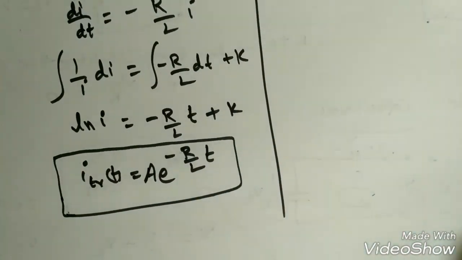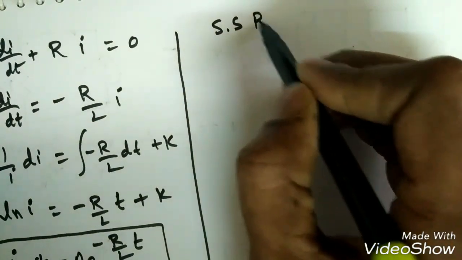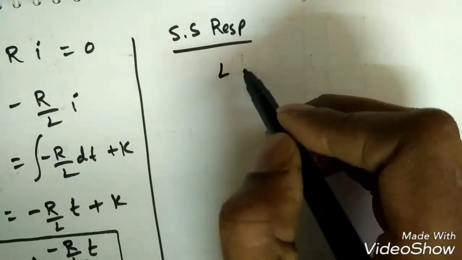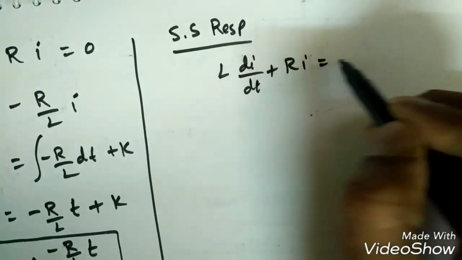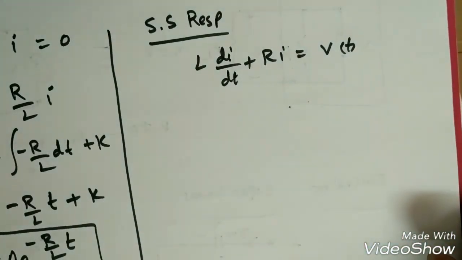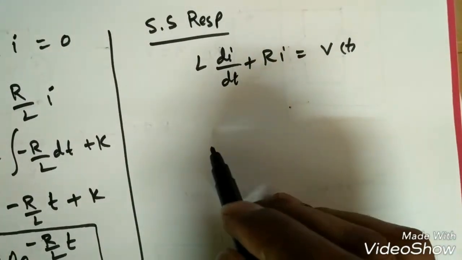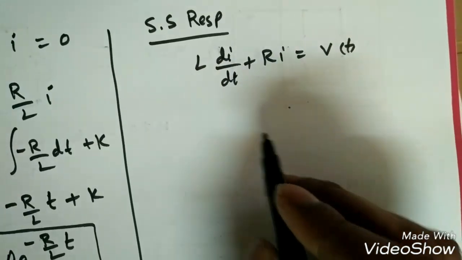This was also found in the previous lectures. Next we will find the steady state response, from L di by dt plus R I equal to V of t. We have two approaches, the Laplace transform approach or the phasor domain approach. Now we will do the phasor domain approach, which goes like this.